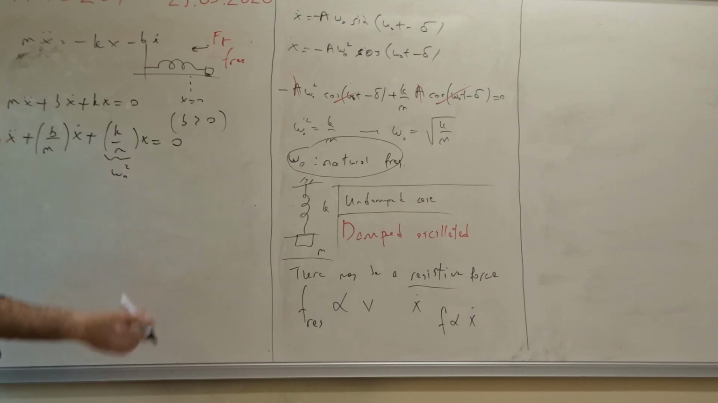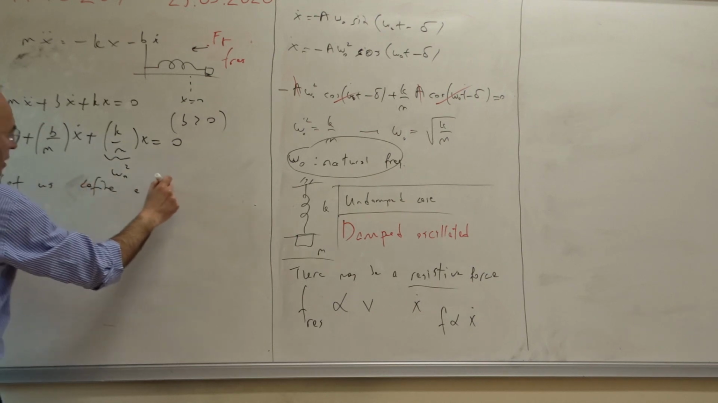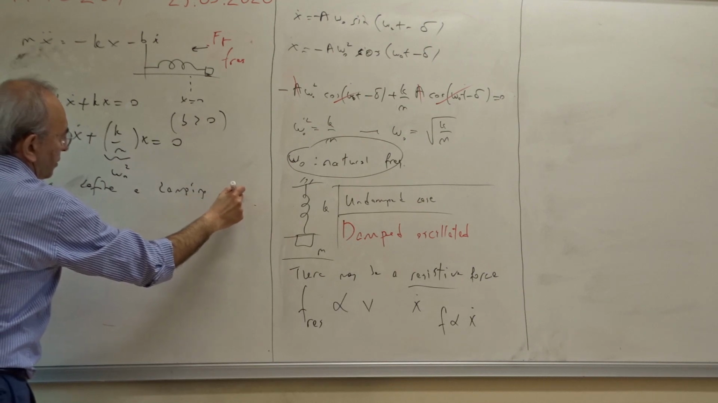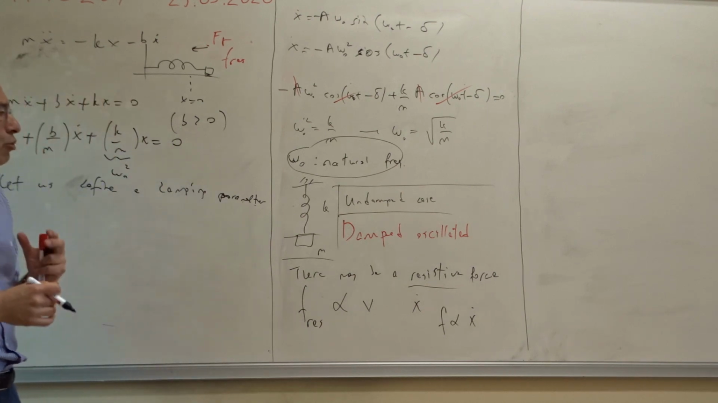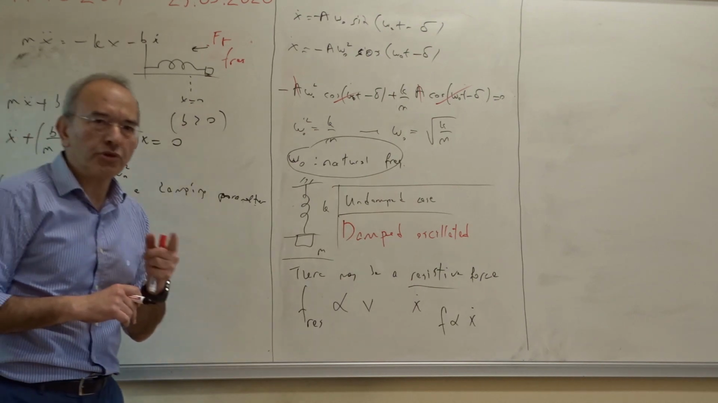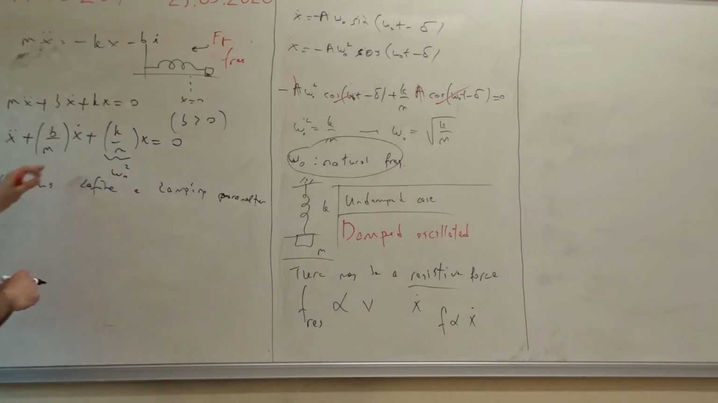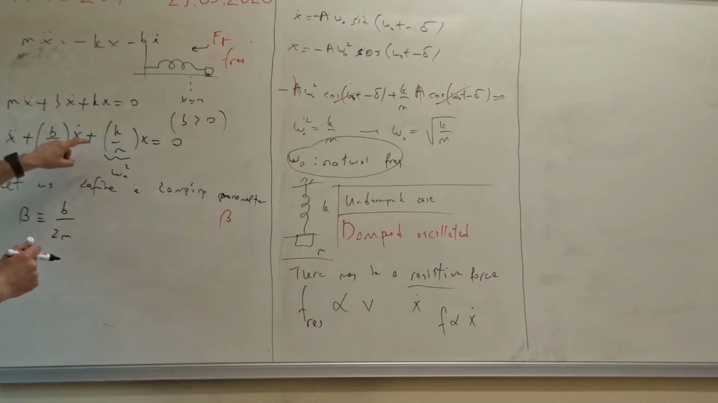Let us define a damping parameter. Damping means how soon, how fast the system will lose the oscillations. The greater the damping, the shorter the time to reach the equilibrium. Let me call this parameter beta. Beta is defined as b over 2m. Why do we choose such a definition? We will see, to make the calculations easy. So beta is defined as this coefficient b over 2m.